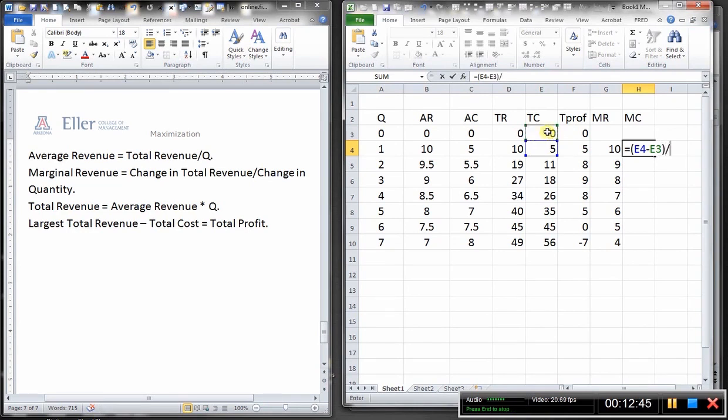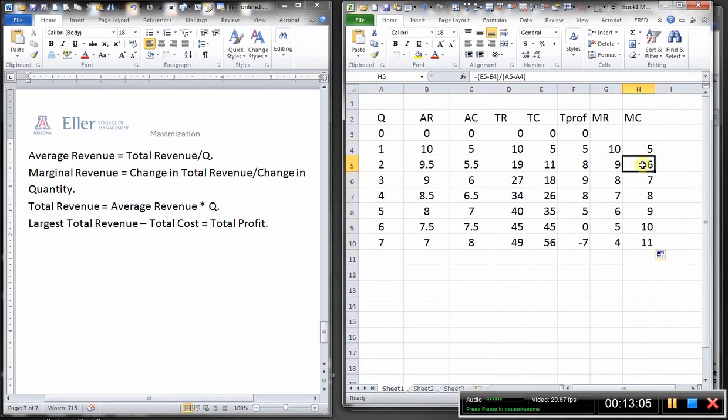All right, and then we're going to divide by the change in quantity again. And what's the change in quantity? Well, we're going from 1 back to 0, right? Which is going to be from A4 back to A3. So that's the overall formula. If you go through and do this, what you're going to get is these numbers come back down, right?